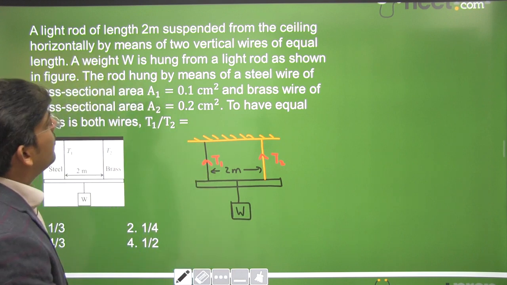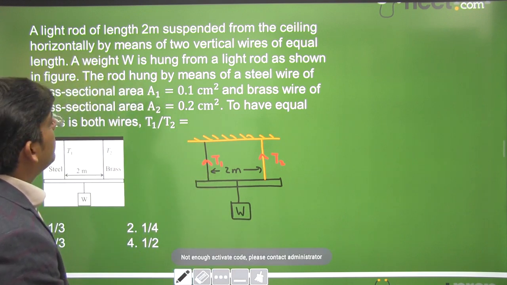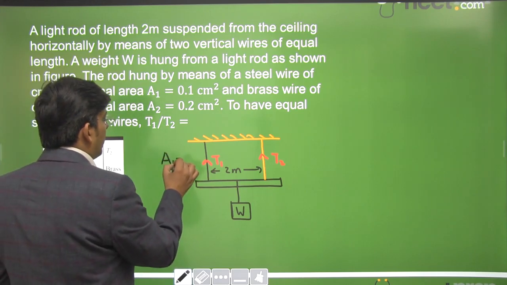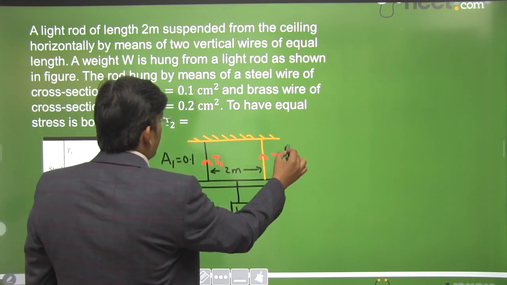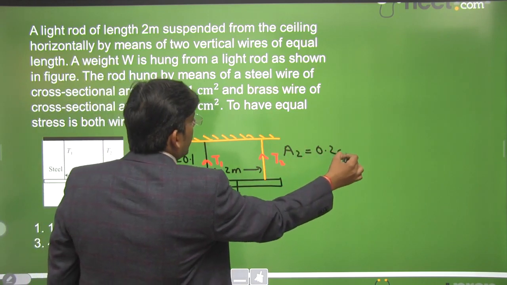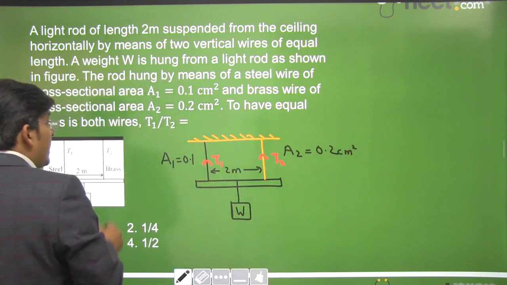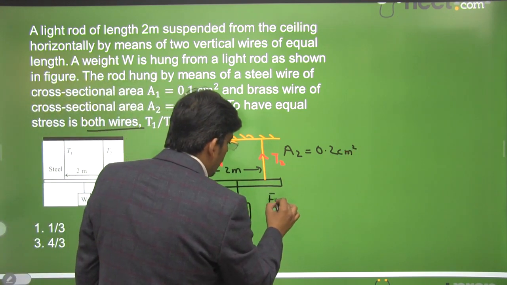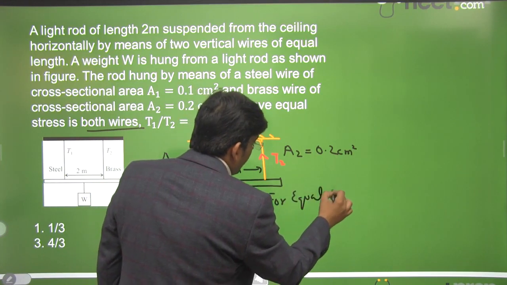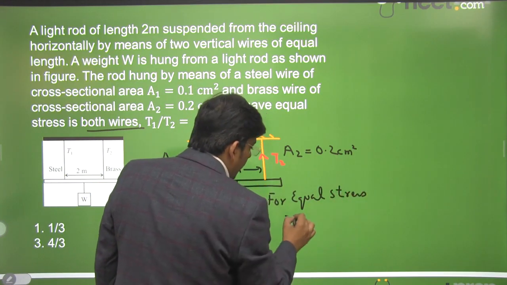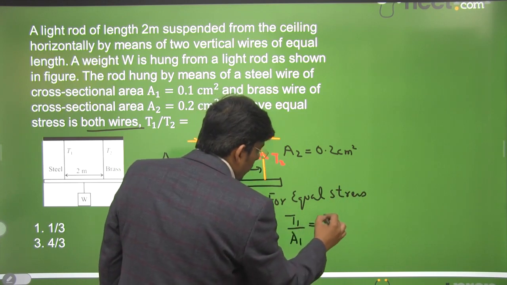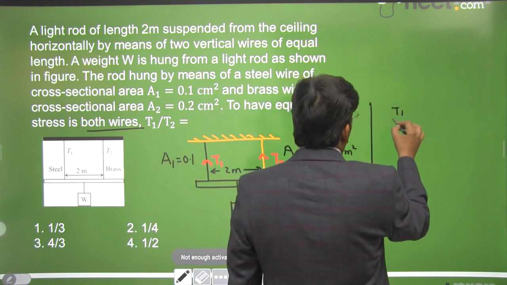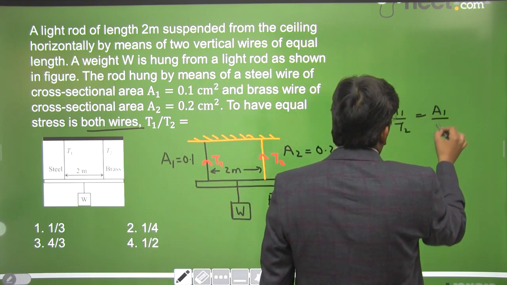A weight W is hung from a light rod as shown in figure. The rod is hung by means of a steel wire of cross-sectional area A1, which is in centimeter square. For the brass wire, it is 0.2 centimeter square. To have equal stress in both the wires, this is an easy question. For equal stress, obviously the force upon area must be equal to force upon area. T1 upon A1 must be equal to T2 upon A2. Now T1 upon T2 is going to be equal to A1 upon A2.